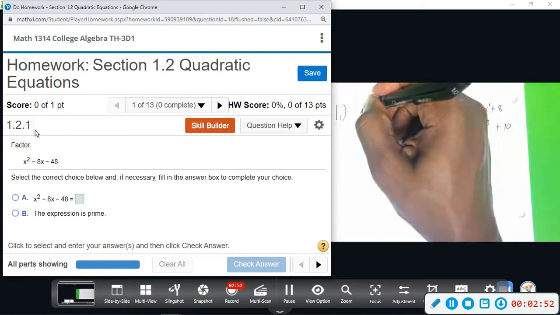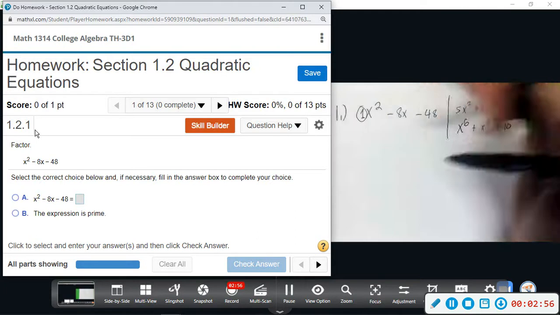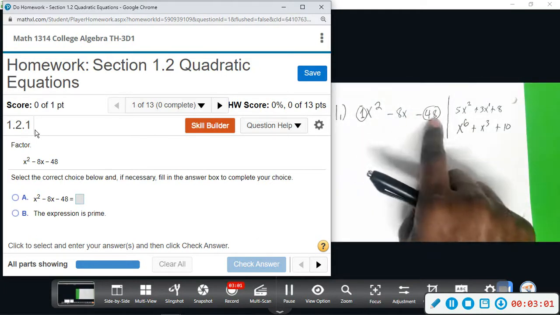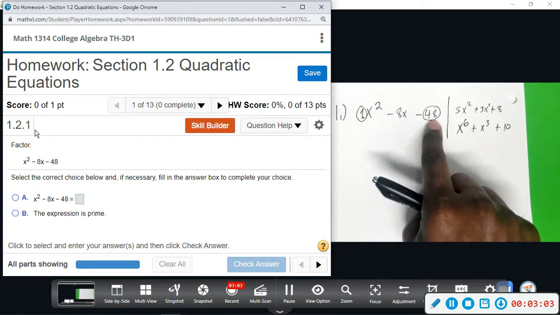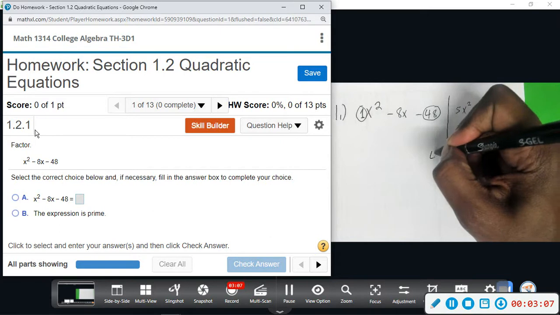So you multiply your first number, the number out front with the x squared, times the last number. Don't worry about the sign right now. So we're going to do 1 times 48. It works the same way if you have another number out front. So doing that will give me 48.